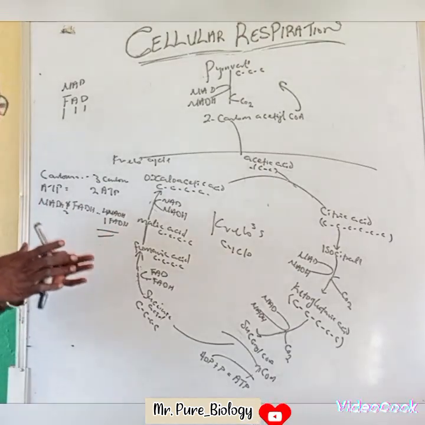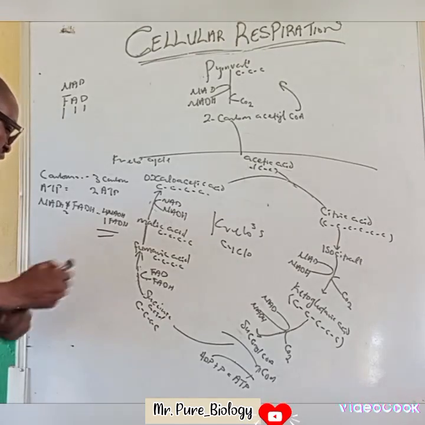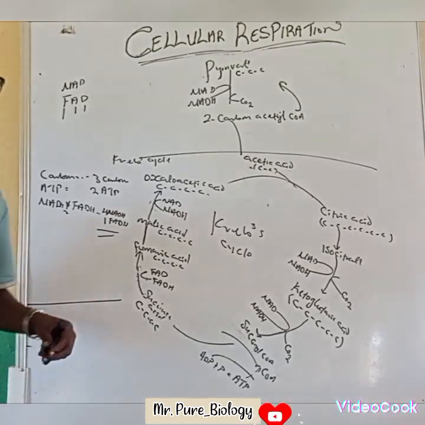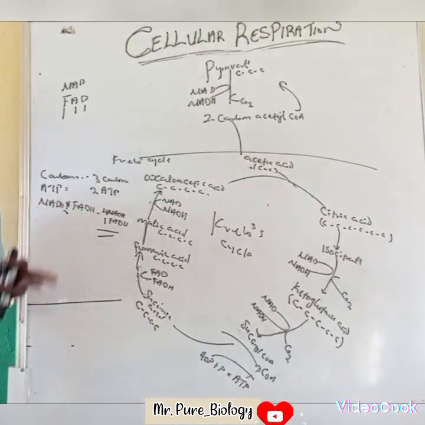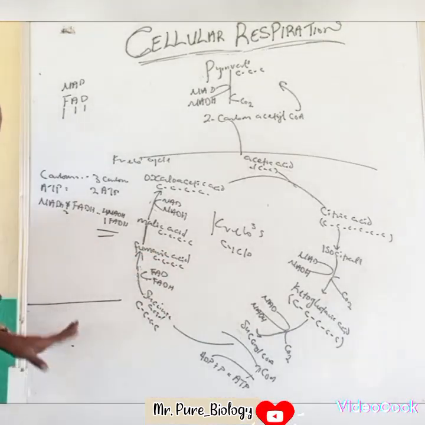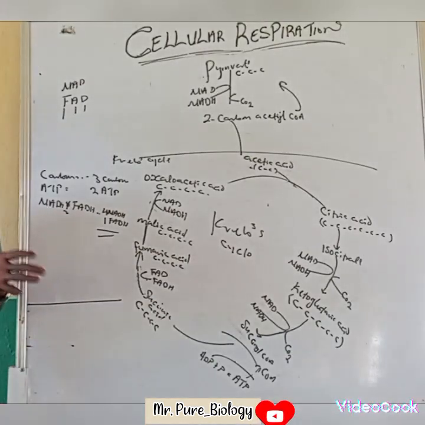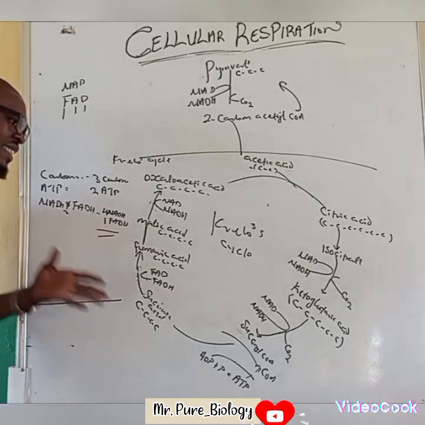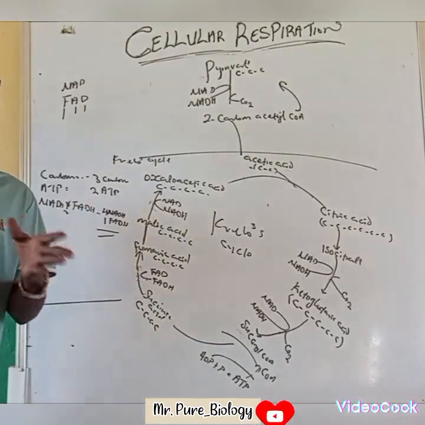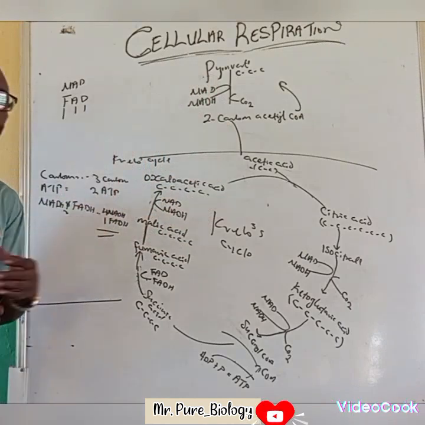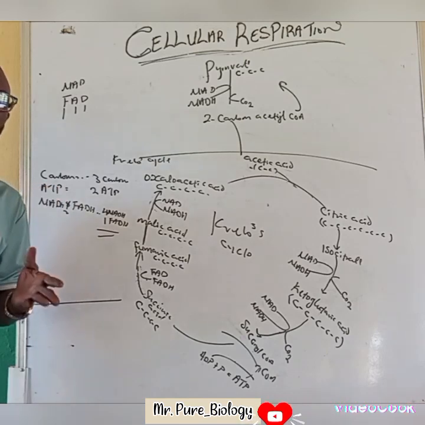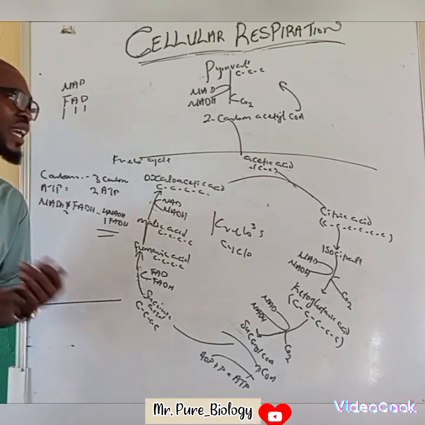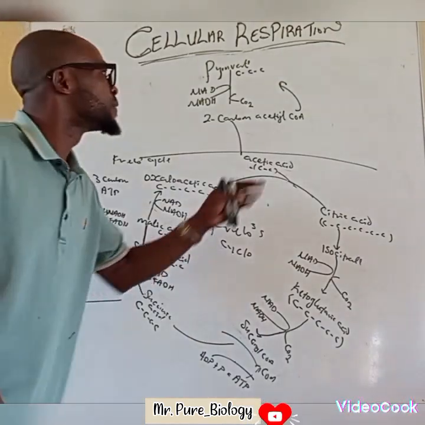Now the last one is the electron transport system. To briefly analyze the electron transport system, it is the third stage. It also takes place in the mitochondria of the cell. The electron transport system is one that aims at generating a large amount of energy. When we go back to the equation, there is about 38 net ATP generated. How do we have this 38 net ATP?